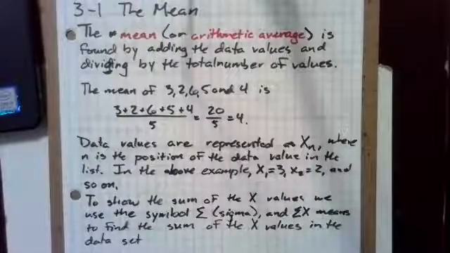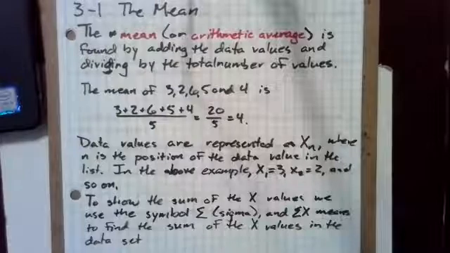In this video, we'll look at the mean. The mean, or arithmetic average, is found by adding the data values and dividing by the total number of values. So the mean of 3, 2, 6, 5, and 4 is 3 plus 2 plus 6 plus 4 plus 5 all over 5, which is 20 divided by 5, which is 4.